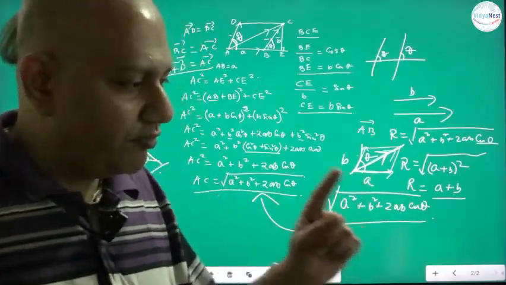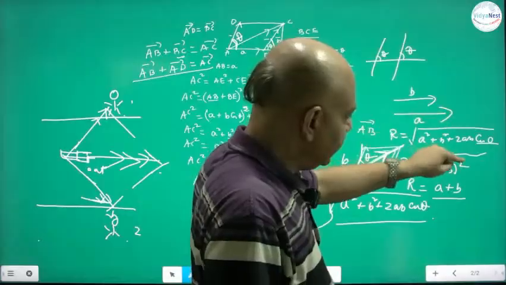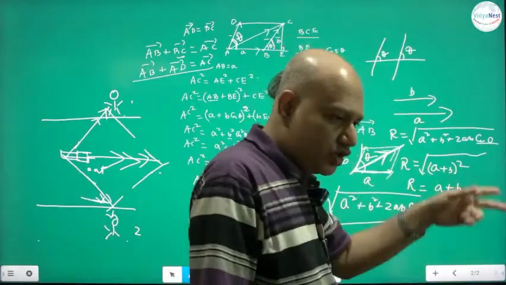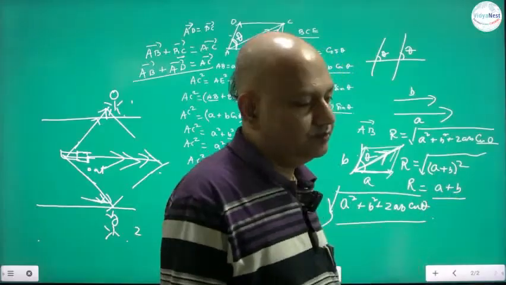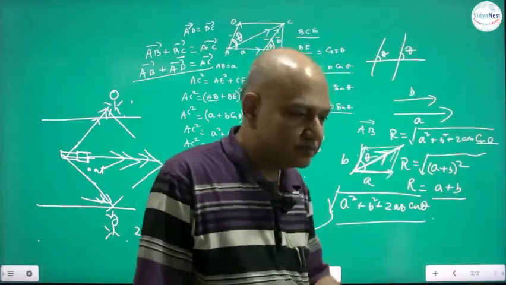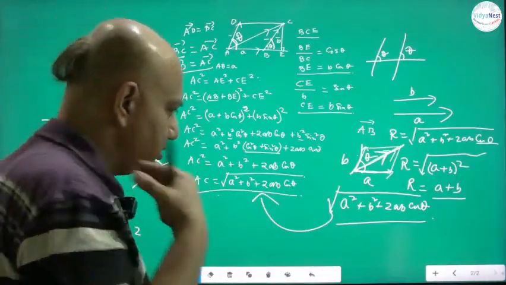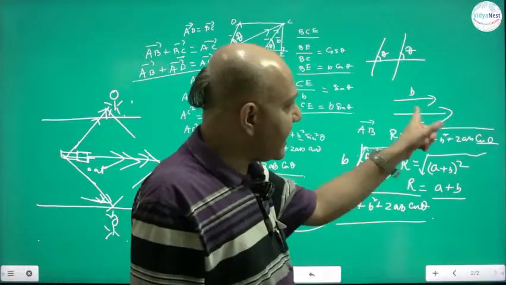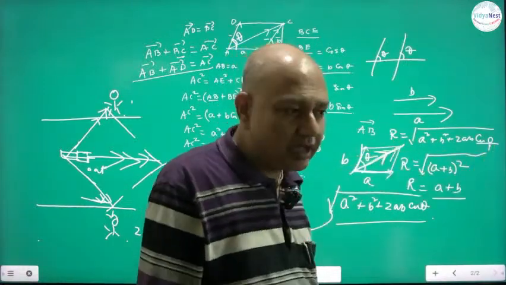So if two vectors are parallel, then the addition of the vectors becomes simply scalar addition. Understood? Because the angle between them is 0 and the value of cos 0 is equal to 1. You know, cos 0 means 1.